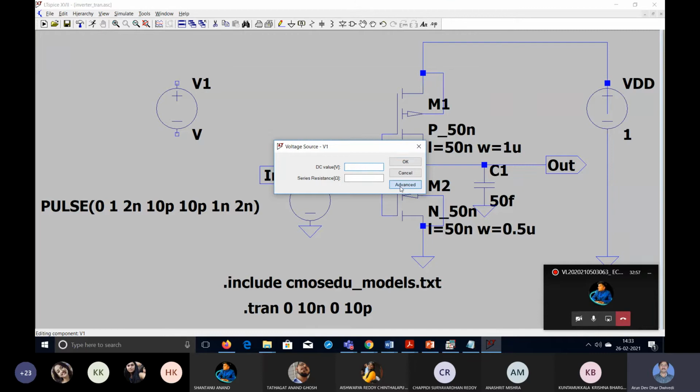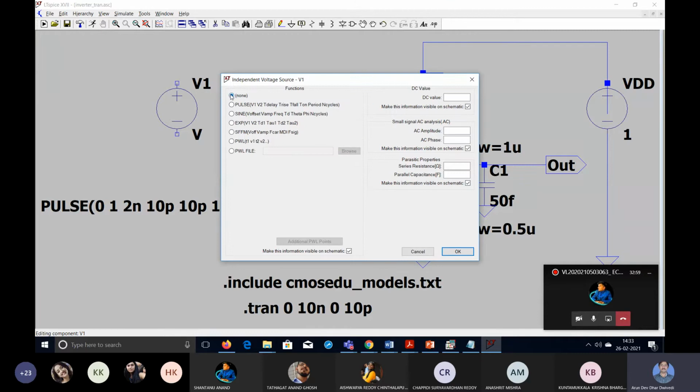But if you go to advanced, by default none is selected, but if you want to make it a pulse, you can choose pulse. Then it asks for the initial value, then the on value. Initial value means the low state. When the pulse is low, what is the value? We are giving 0. For on, this technology is working at 1 volt, so we are giving on value 1.